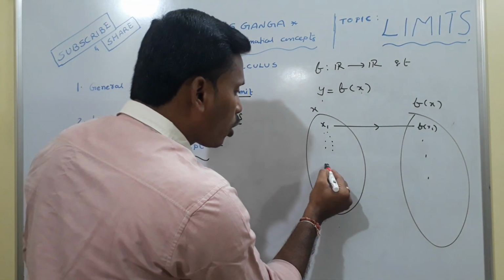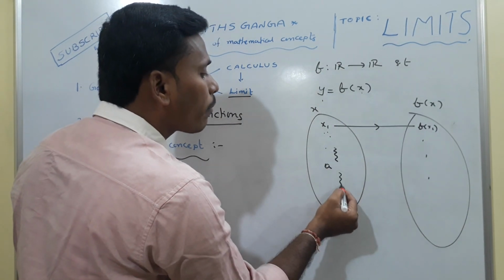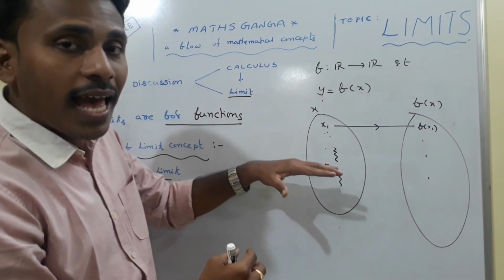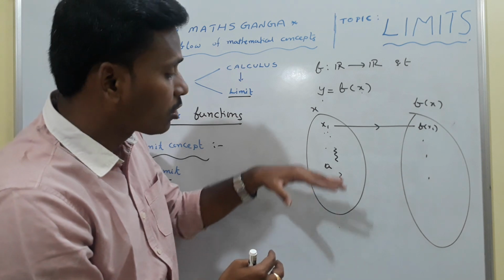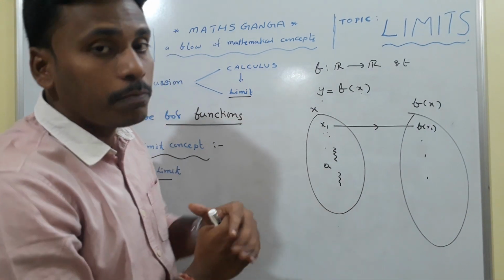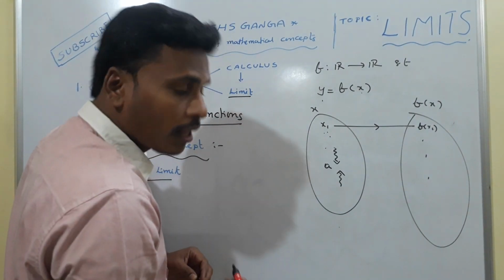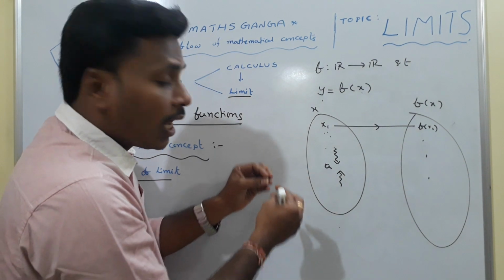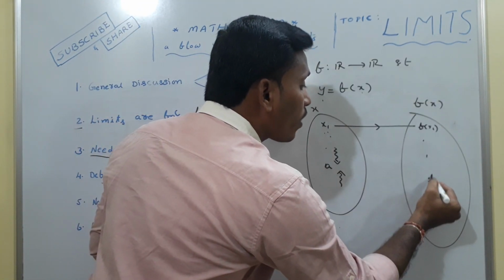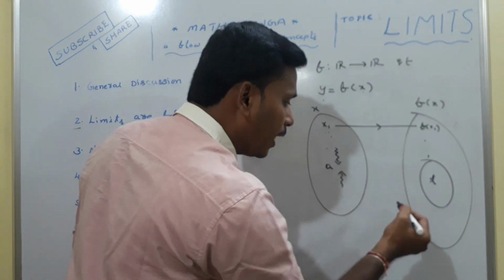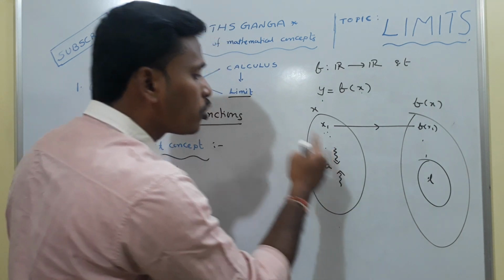Suppose at a particular point A, the values of x are changing in the surroundings of A. This A acts like a barrier, and we are going to analyze the tendency or behavior of the function before that barrier as well as after that barrier. That is, if x is approaching A from either of the sides, if x is changing in very small surroundings of A, and in that situation f of x changes in the smaller surroundings of L, then we say that the limit of f of x is L as x is approaching A.